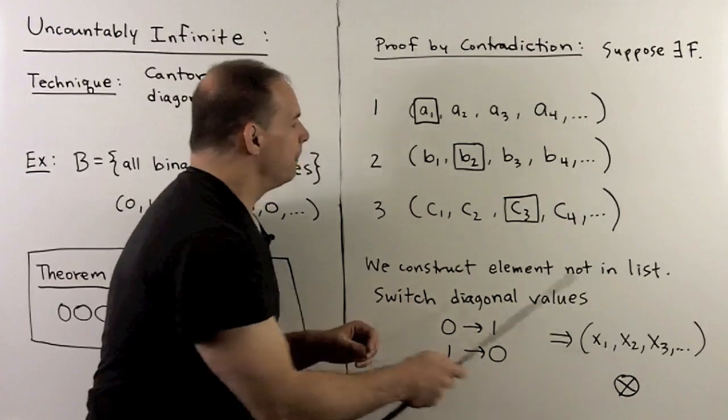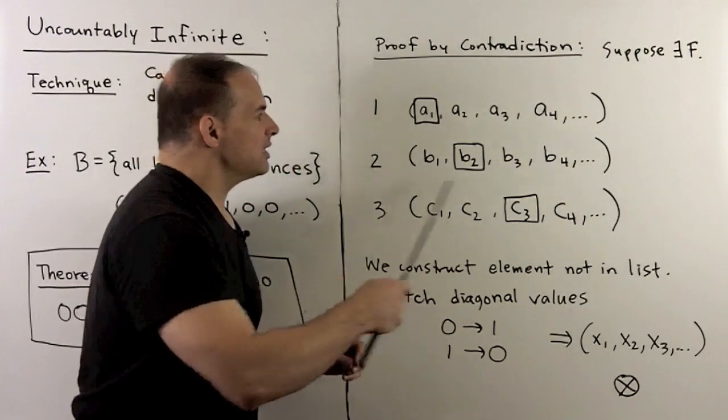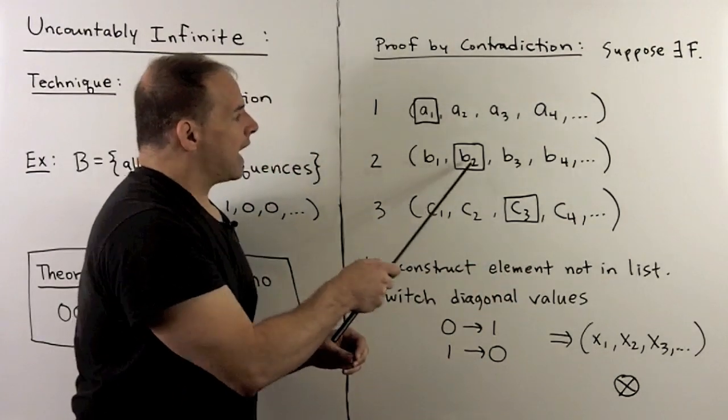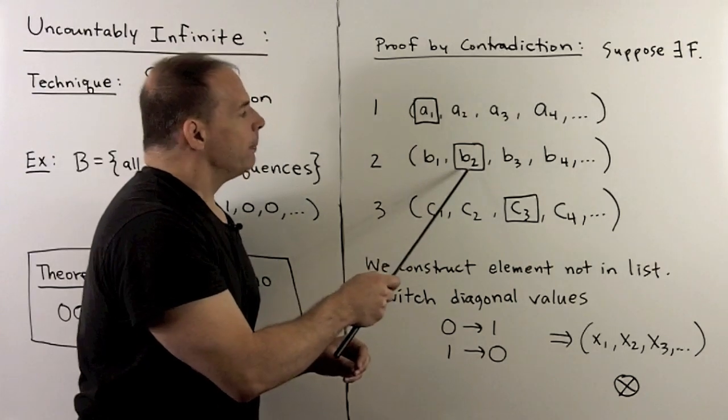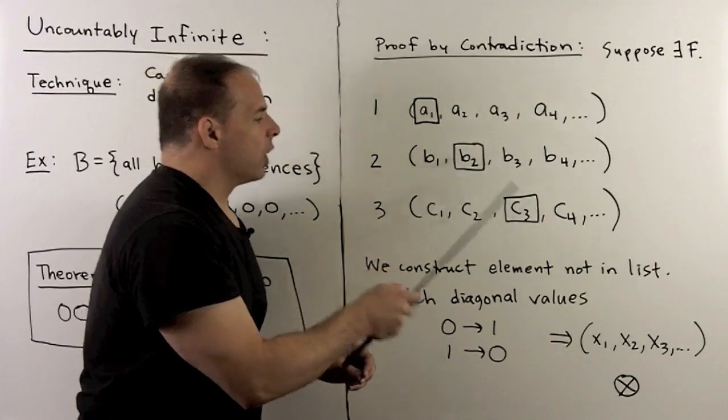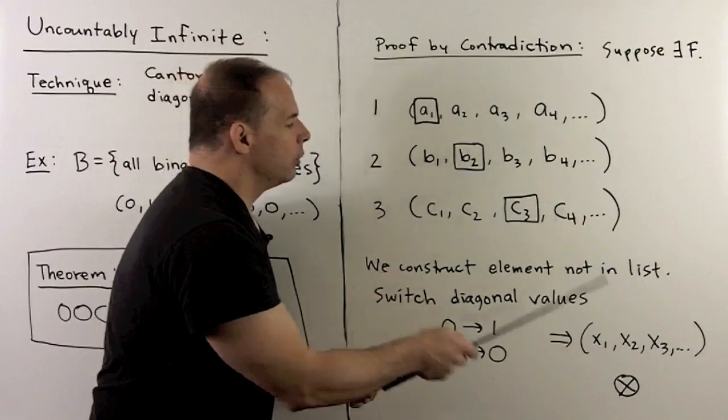For the second entry, we look at the second element in the list. We look at the next element on the diagonal, B2. If it's a 0, we have a 1 here. If we have a 1, we put a 0 here.